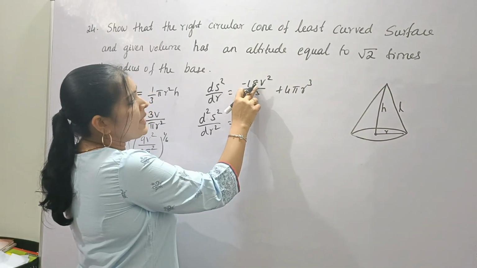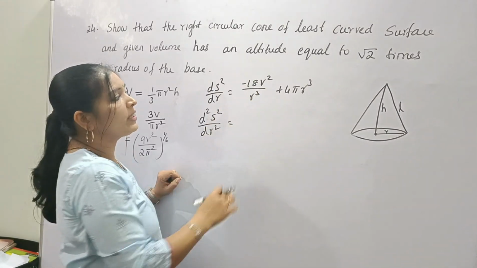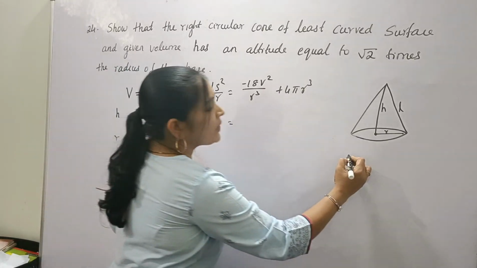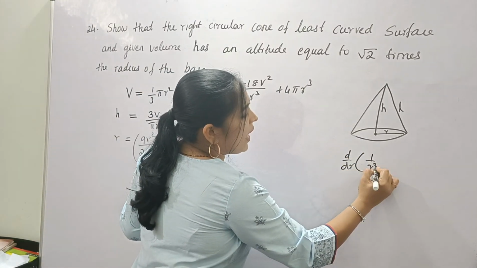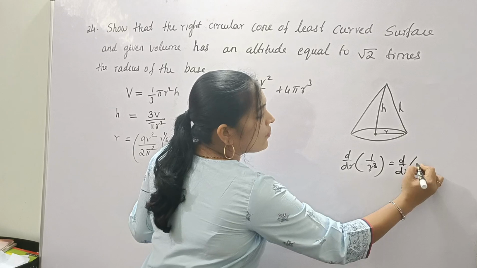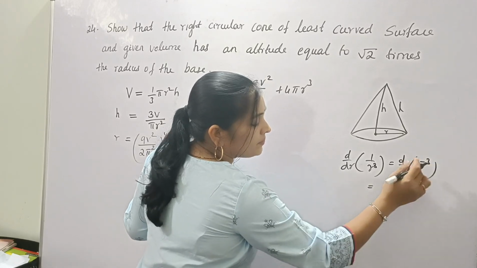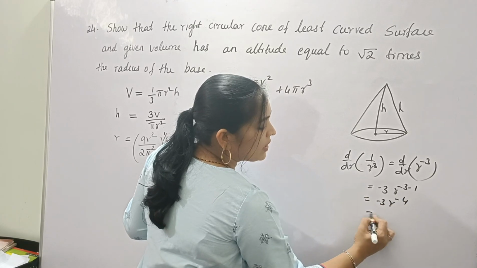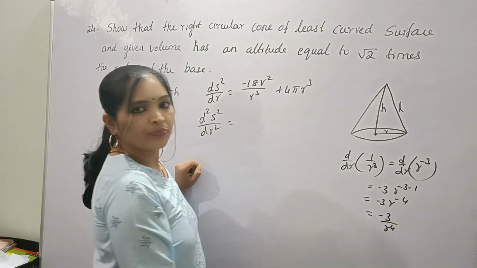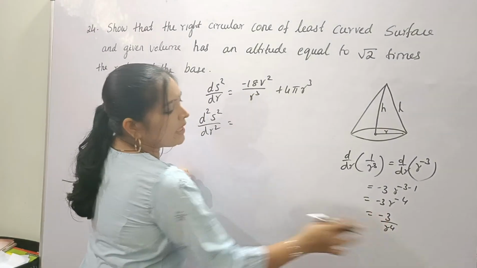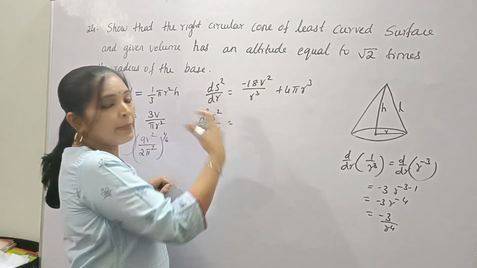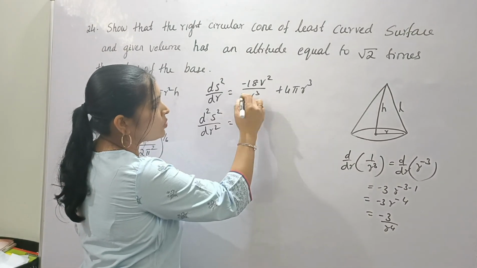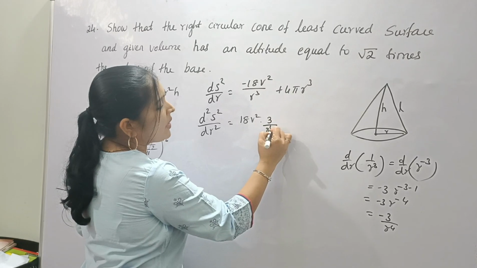Here minus 18v square is constant, so we have to find the derivative of 1 by r cube with respect to r. Derivative of 1 by r cube, d by dr of r raised to minus 3, is minus 3 into r raised to minus 3 minus 1, that is minus 3 into r raised to minus 4, that is minus 3 divided by r raised to 4. So minus minus becomes plus, so we will get 18v square is constant, then 3 divided by r raised to 4.